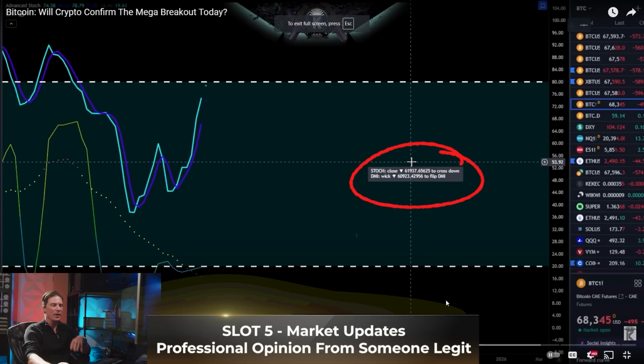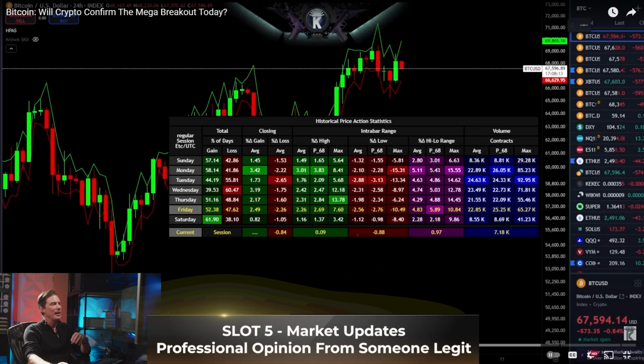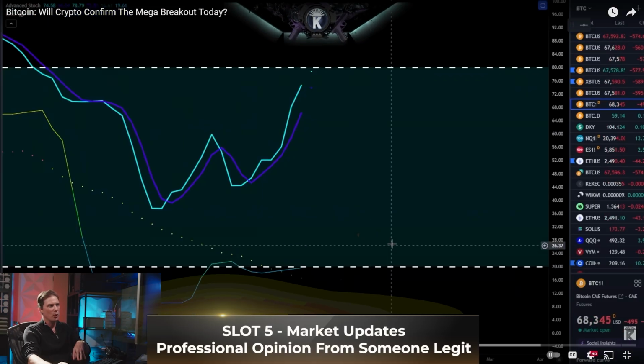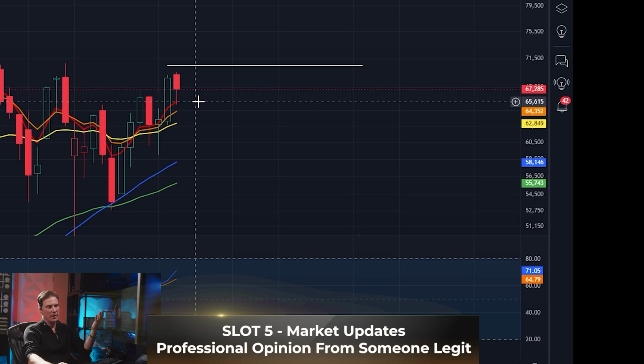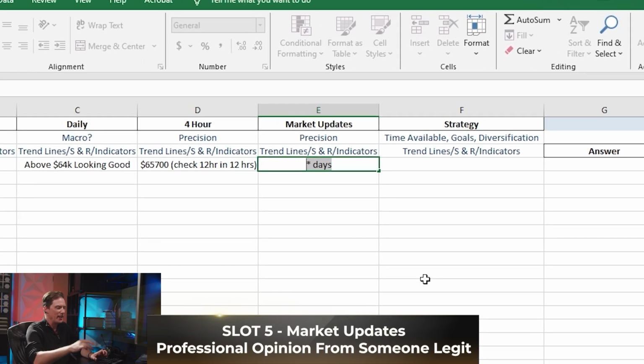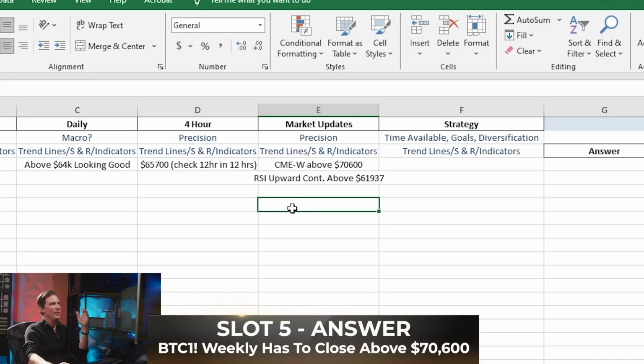He said that as long as Bitcoin remains above $61,937, the 1 week stochastic will continue to the upside. Well, it's currently above $61,937, so that's a good sign on the 1 week. So I'm just going to take a note of it, right? He said CME weekly above 70,600. And then I'll type in upward stochastic RSI continues on the weekly if it's above $61,937.